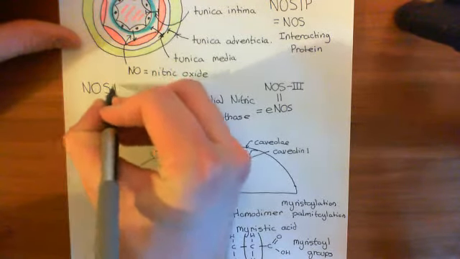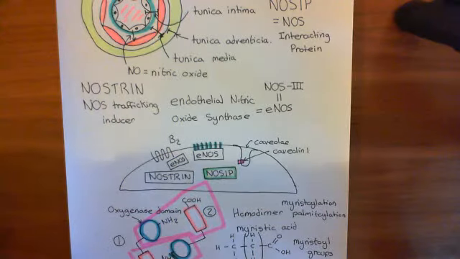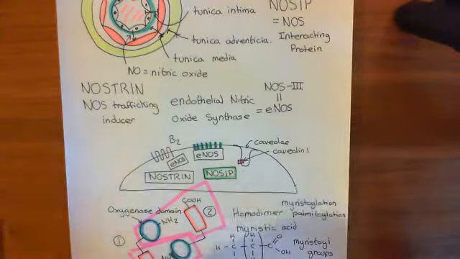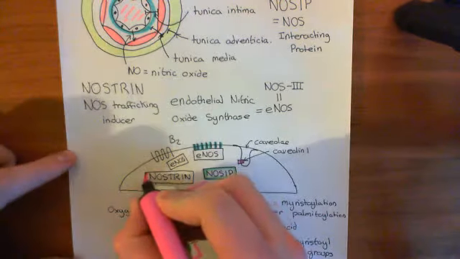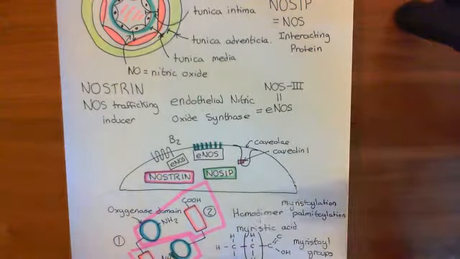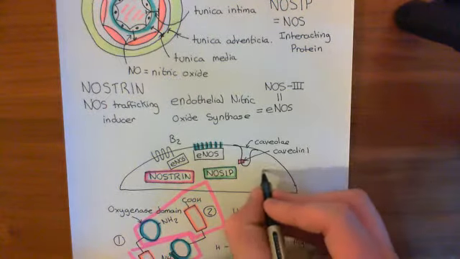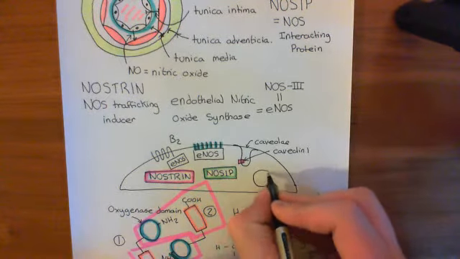Again, it's going to go to the membrane of the cell and remove eNOS from the membrane of the cell, but it's not just going to put it in the cytoplasm this time. Instead, it's going to take it and put it in vesicles, basically. So it's going to put your eNOS in vesicles here.